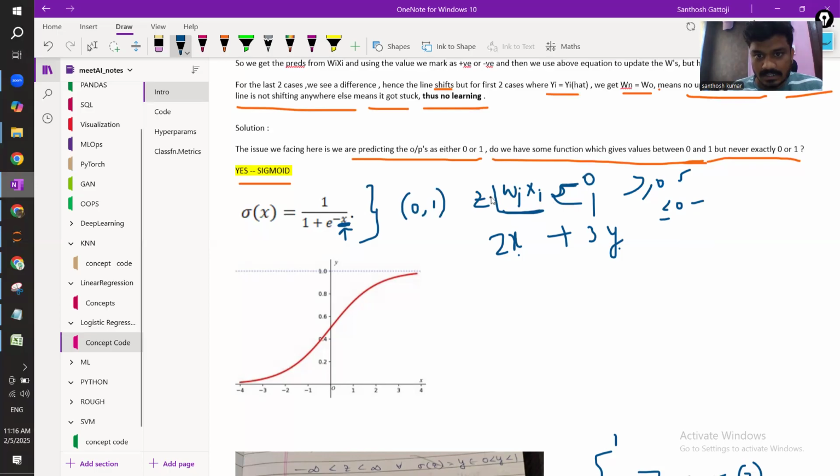WXI is Z. That Z, we are putting it over here. That means you will solve this and you will get some value. But that value, if it is positive, you will not say directly 1. If it is negative, you will not directly say 0. But we'll put it over here and solve this equation, and then based upon the sigmoid function, we'll take that value.